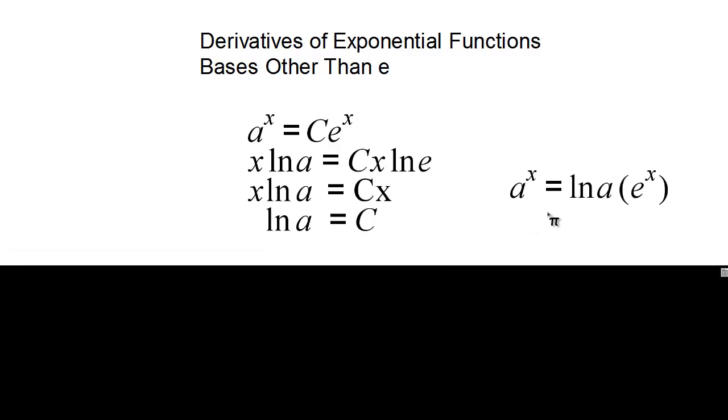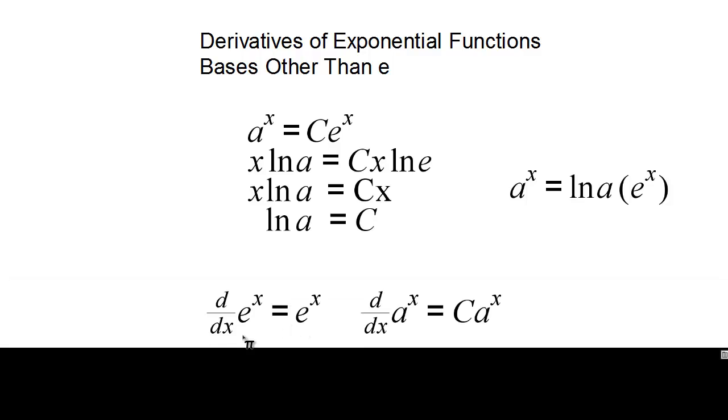We can divide both sides by x, and we get the natural log of a equals c. Therefore, a to the x is equal to the natural log of a times e to the x. So the natural log of a is kind of our conversion factor between the two systems. And so if the derivative with respect to x of e to the x is equal to e to the x, it then follows that the derivative with respect to x of a to the x is that number c that we found, that conversion factor, times a to the x.